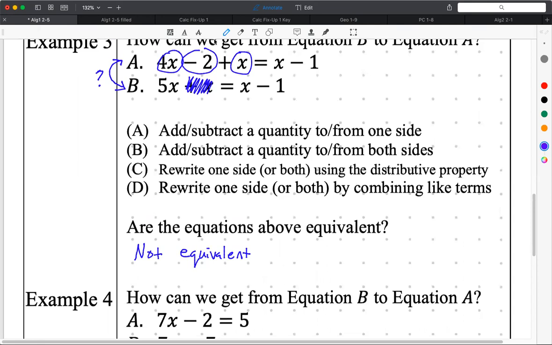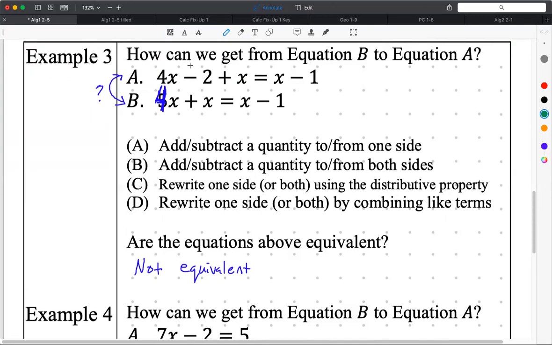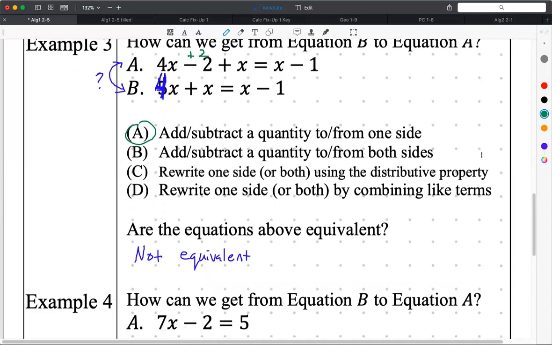I mean, we could make this problem similar to Khan Academy if you wanna make a minor modification. The minor modification is if we change this to a 4x instead of a 5x, then really all we need to do is add 2 to this equation A, so plus 2, and it turns into equation B, which means we're just adding or subtracting from one side. So the correct answer would have been A if we made the modification. Okay, hopefully I didn't make a mistake in example 4. I was up way too late making this.